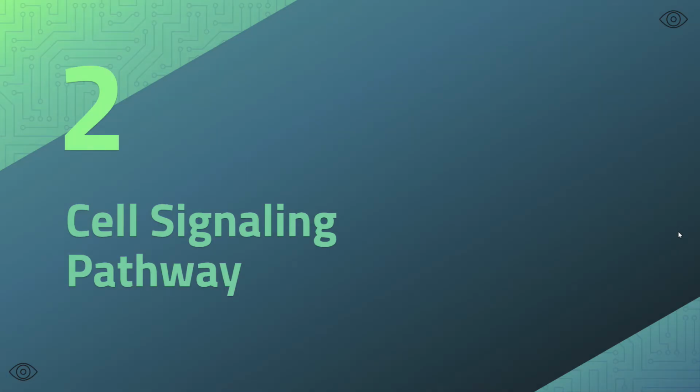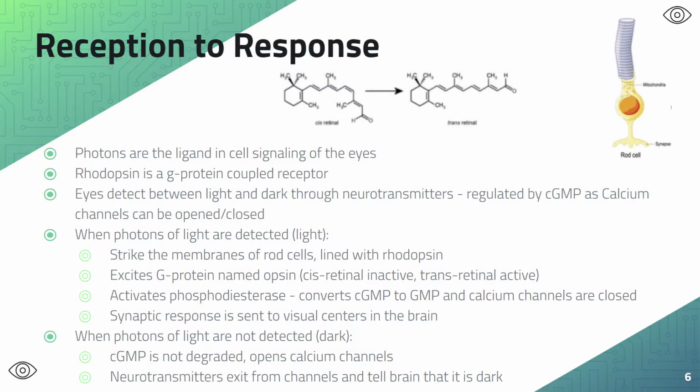So this is the cell signaling pathway. Okay, so reception to response. To start off, photons are the ligands for the cell signaling pathway in the eyes. A molecule present in the rod cells, rhodopsin, is the G protein coupled receptor. To preface this, and I'll get more into this later, but eyes can detect between light and dark through neurotransmitters, which is regulated by cyclic GMP and calcium channels, which are opening and closing.